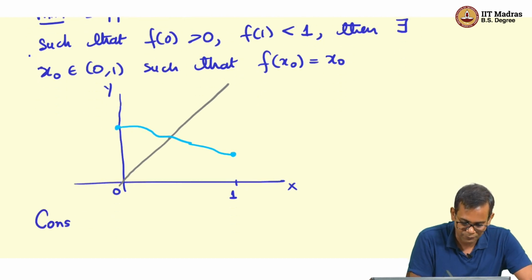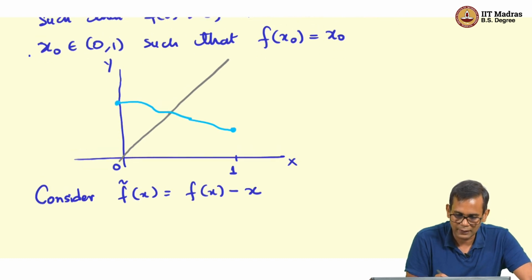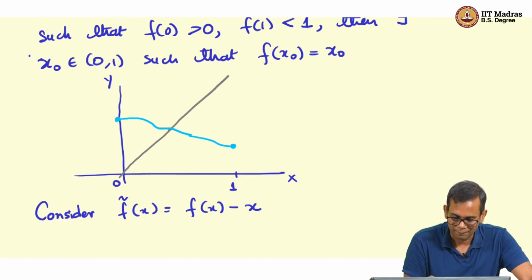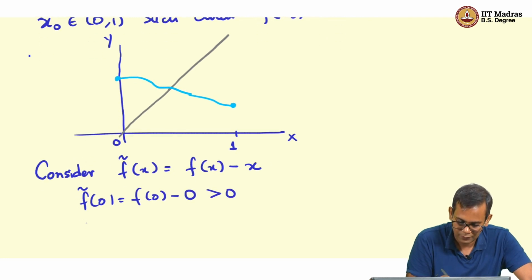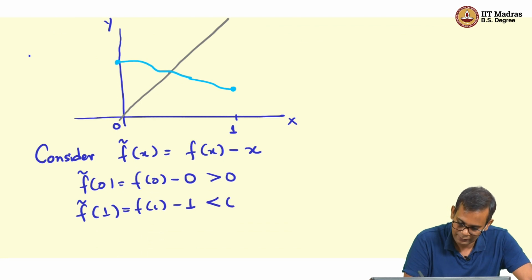You consider an auxiliary function f tilde of x equal to f of x minus x. So, then this condition that f of 0 is greater than 0 says that f tilde 0, well, that is f of 0 minus 0, this must be positive, whereas f tilde of 1 is equal to f of 1 minus 1. But what we know is that f of 1 is less than 1. So, f of 1 minus 1 has to be negative.